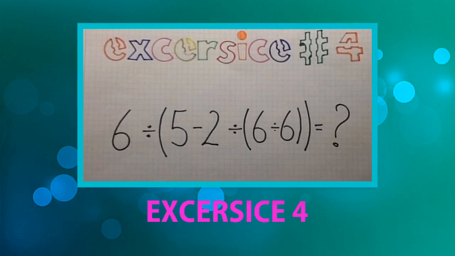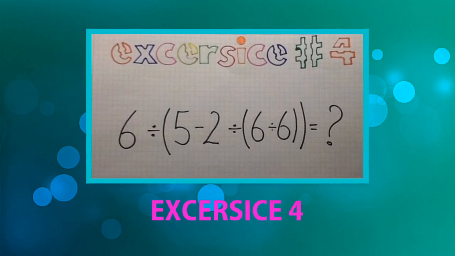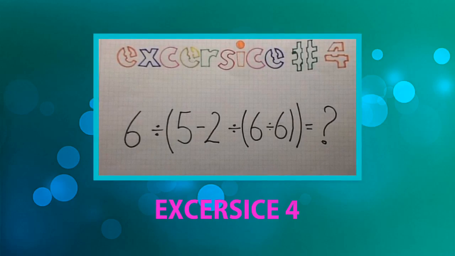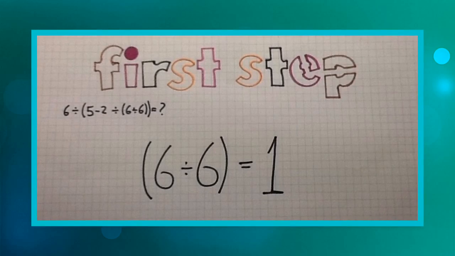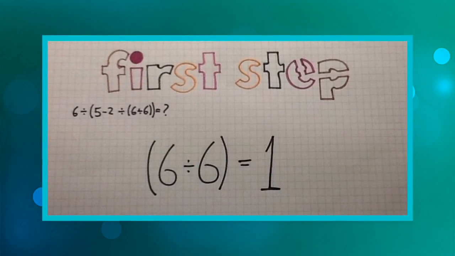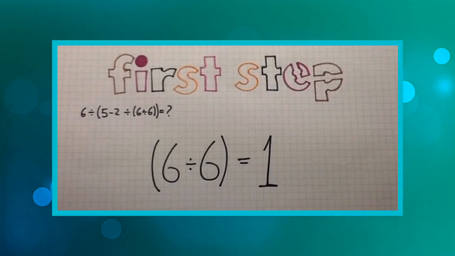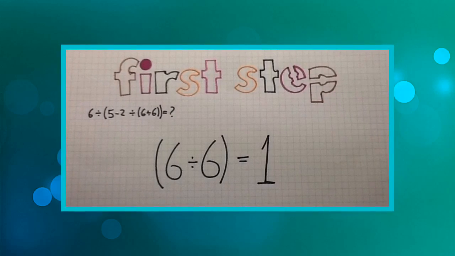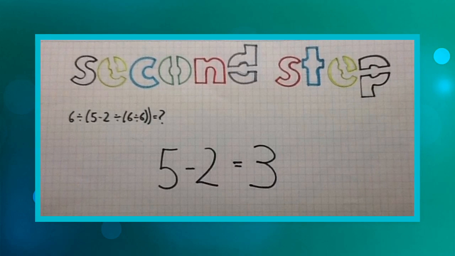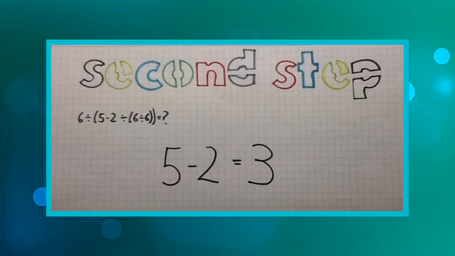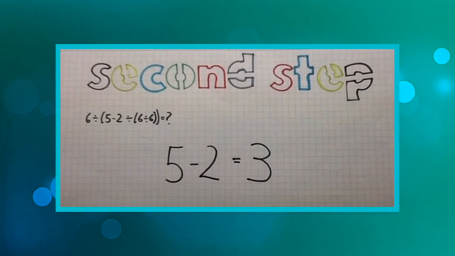This is exercise number 4. 6 divided by 5 minus 2 divided by 6 divided by 6 that equals. The first step is to do 6 divided by 6 that equals 1 because the 6 divided by 6 is in double parentheses or exponents. The second step is to do 5 minus 2 that equals 3 because the 5 minus 2 is in the parentheses.